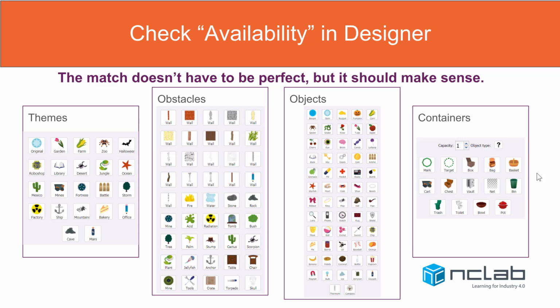Make sure you check availability of objects in Designer. The match doesn't have to be perfect, but it should make sense. And I put up some images of the objects that are currently available as far as themes, obstacles. So that includes both walls and obstacles you can just place that Karel will crash into if Karel walks over them. And these obstacles are detected by the front sensor, and that's kind of important when you're designing the game, as you will see.